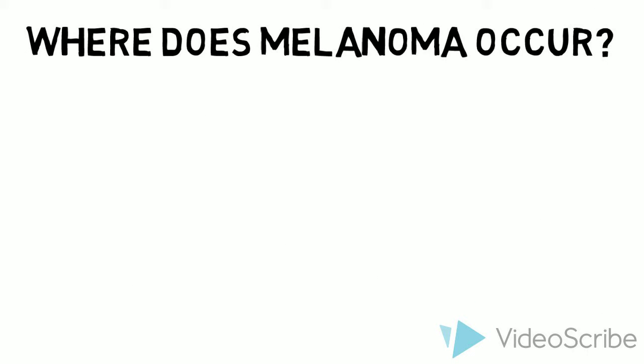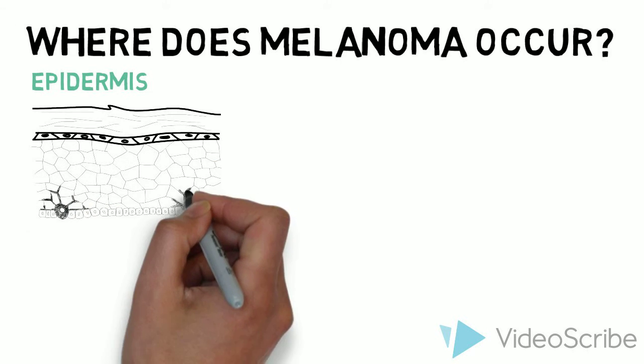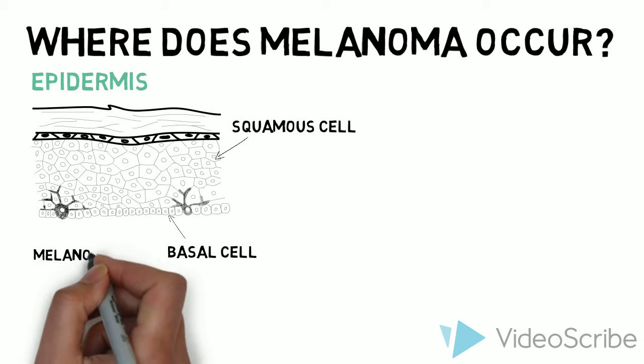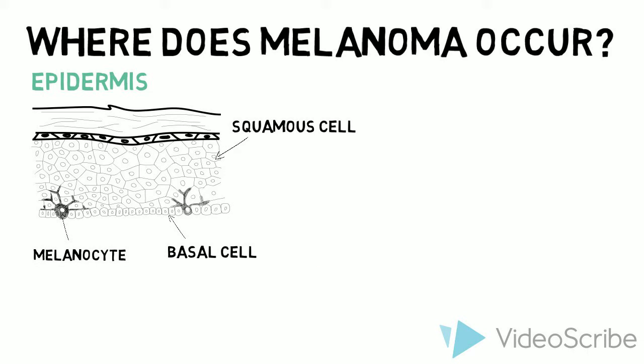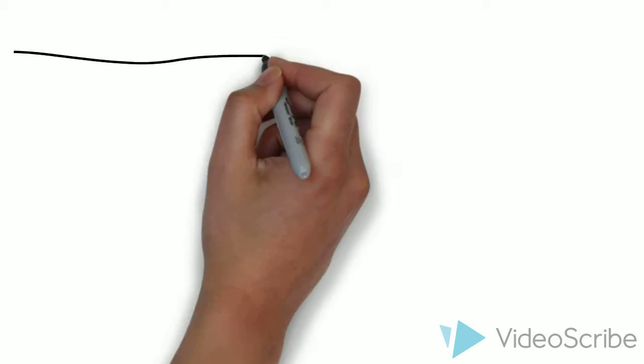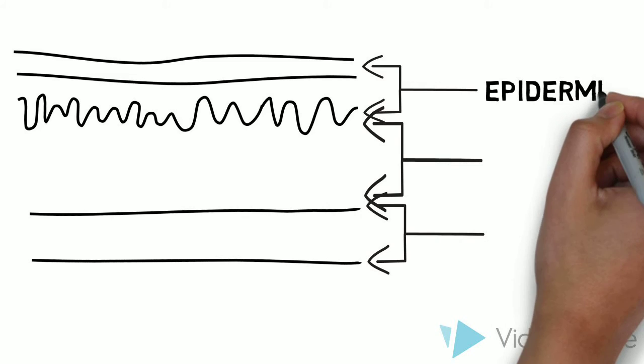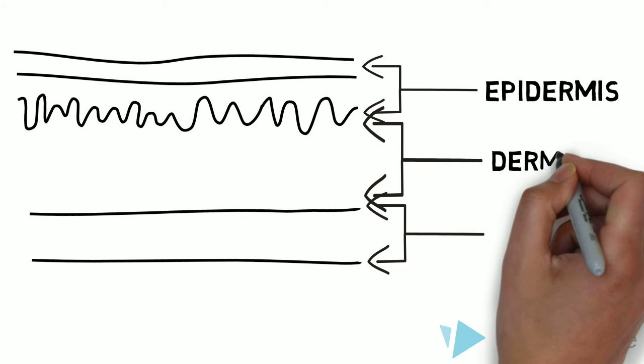Where does melanoma occur in the body? Melanomas develop from the melanocytes, which are one of the 3 components of cells within the skin. Melanoma most often starts as a slow-growing tumor in the epidermis and eventually invades the dermis of the skin.